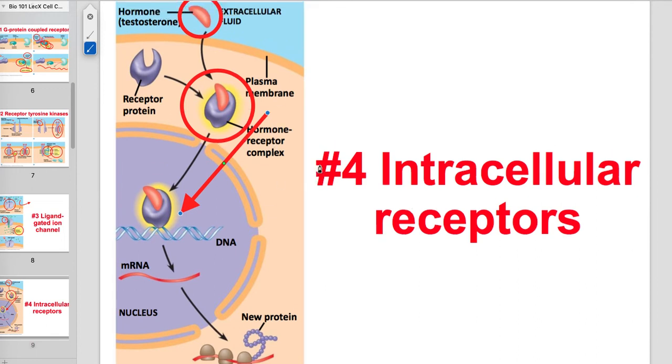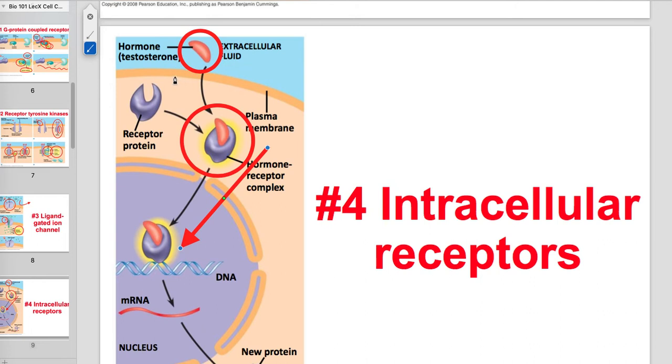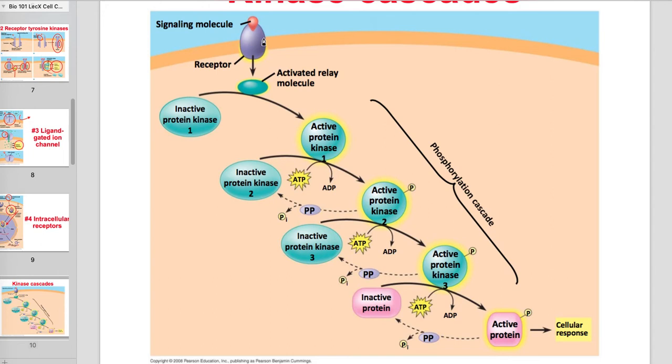But the key is that there's no surface protein here. It just invites itself in. And only a few hormones are that easy to get in. Like testosterone, for example, is necessary in a bunch of cells in male mammals. All right, so to learn more about the cascade, we've seen the signaling and the receptor protein.